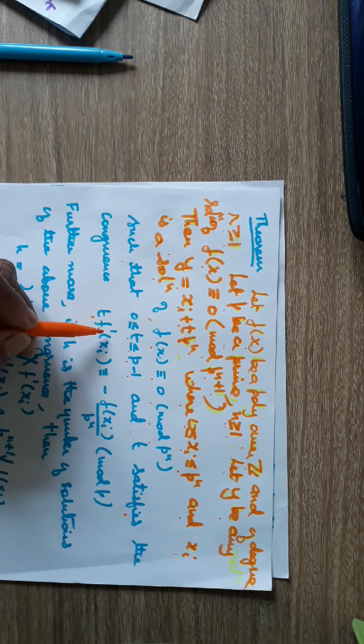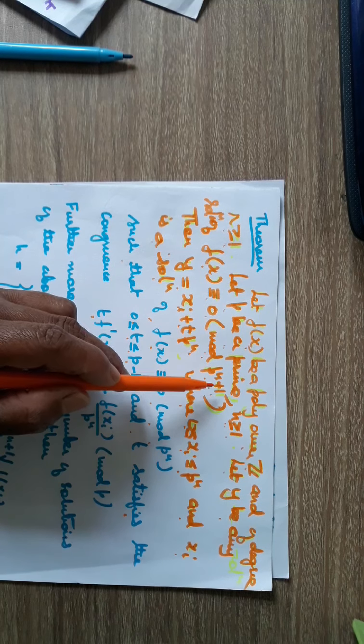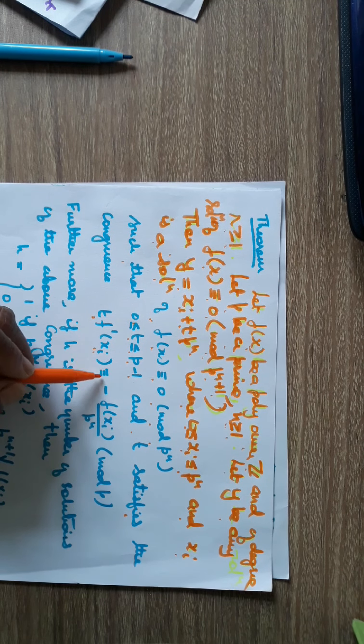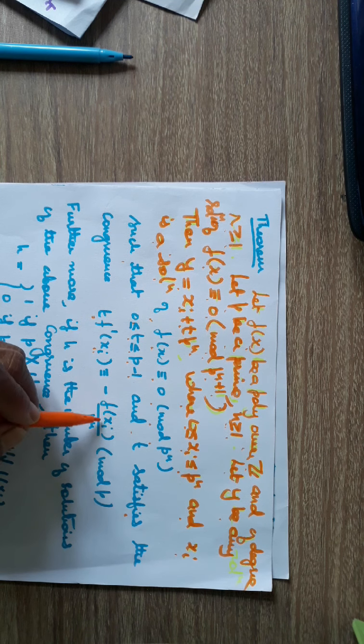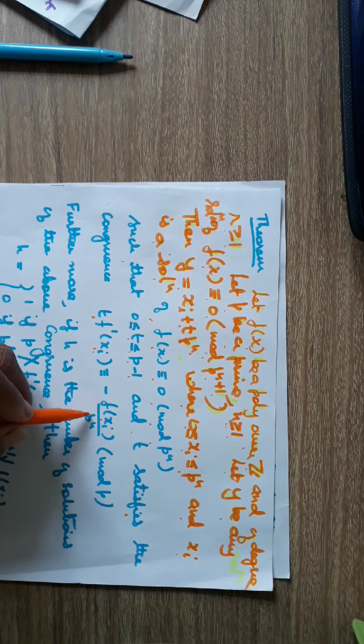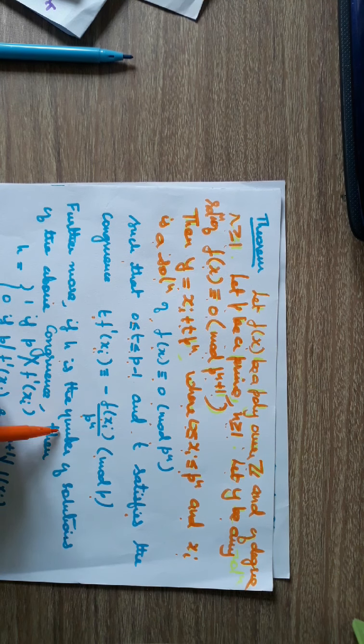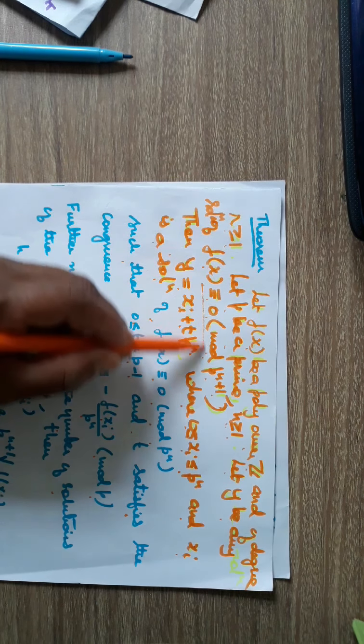f prime here stands for the first derivative of f at the point xi, where x1, x2, ..., xm are the solutions of f(x) congruent to 0 mod p to the power n, and this must be congruent to minus f(xi) divided by p to the power n, modulo p. Here f(xi) is the polynomial over the set of integers obtained by replacing x by xi, being the solution of f(x) congruent to 0 modulo p to the power n.